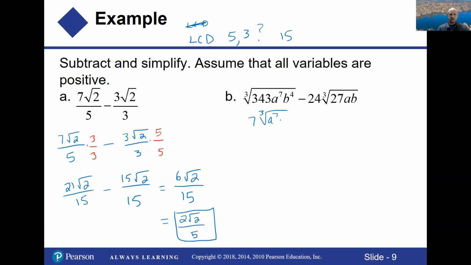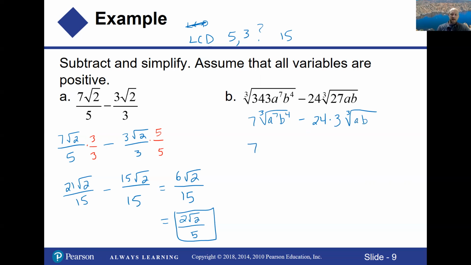So I have a to the 7th, b to the 4th, minus 24. Cube root of 27, that's 3. So I can just pull that out. And when I pull it out, I multiply the 24 by 3. That's an important step. Some people mess that up.